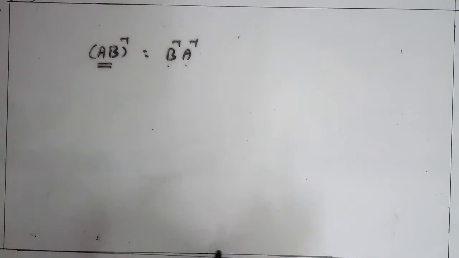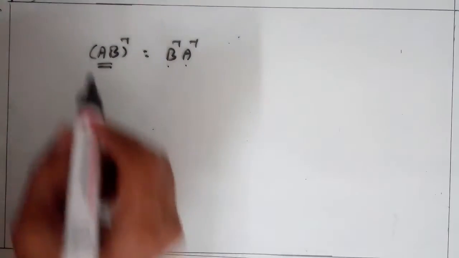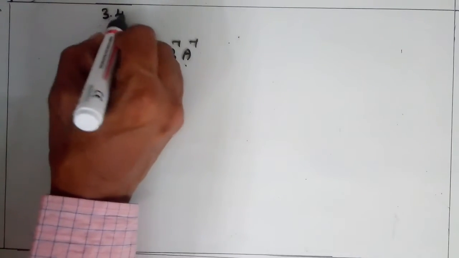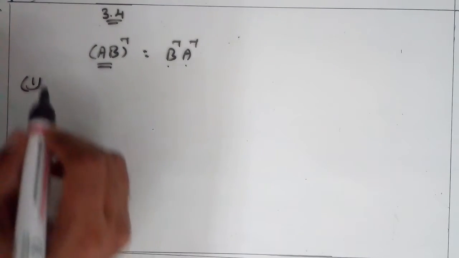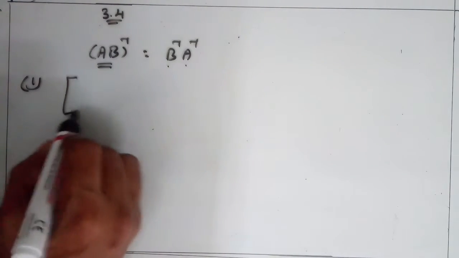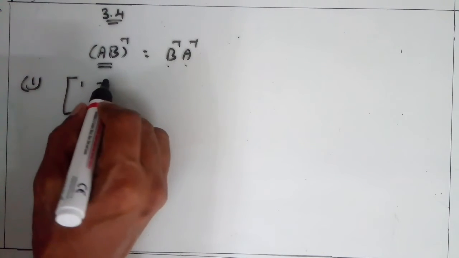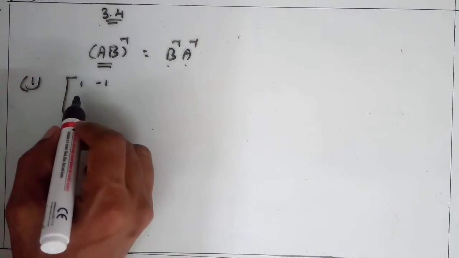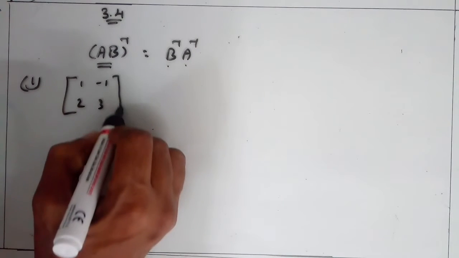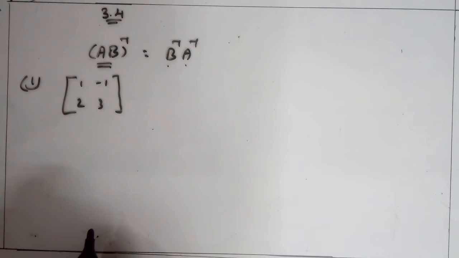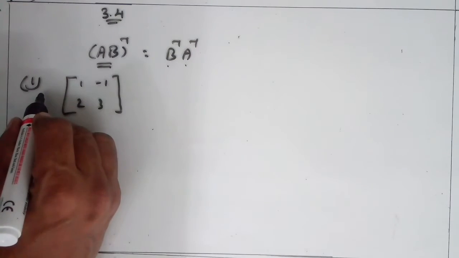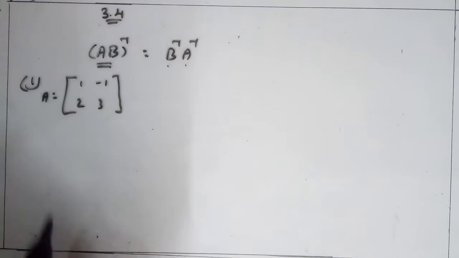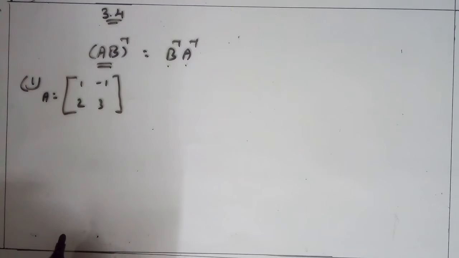Now here we solve some questions of exercise 3.4. Remember this, question number 1. Find the inverse of the matrix 1, minus 1, 2, 3 using elementary transformation. First, suppose the given matrix is A. A is equal to 1, minus 1, 2, 3.